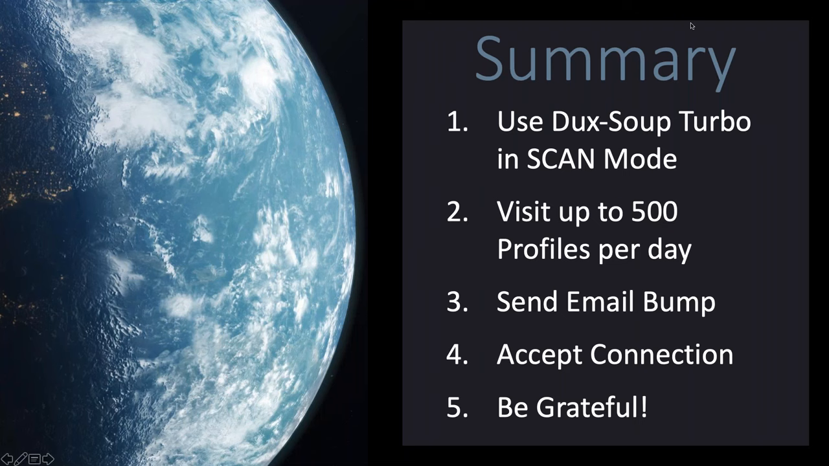So in summary, the winning strategy is that Dux-Soup Turbo is a critical component to the crowd builder model. Using scan mode is critical to build up the top of the pipeline, then plan on going back and visiting up to 500 profiles per day, nice and slow. And once you've got some good email addresses, through either Dux-Soup points or some other API automation, start sending out email bumps.